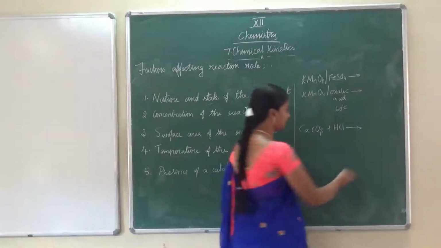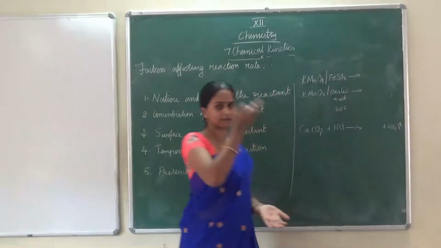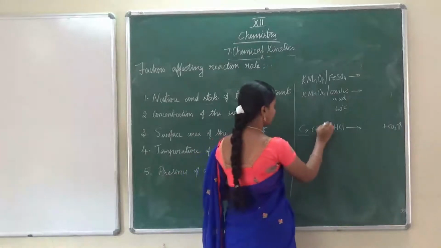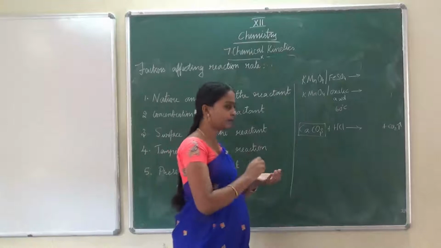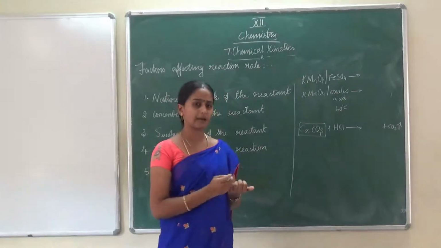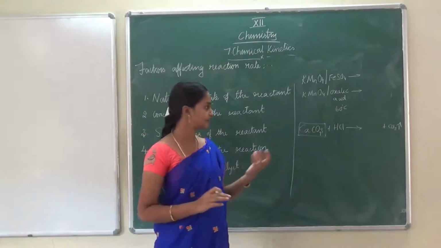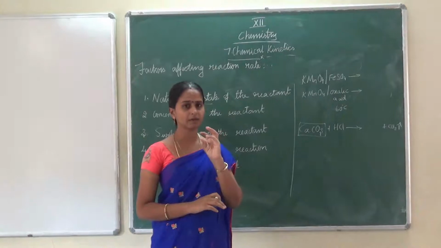Good. Carbon dioxide. Carbon dioxide gas will come out. The brisk effervescence we will get. Suppose I am taking this calcium carbonate in marble form, in stone form, and then I am adding hydrochloric acid. I will get carbon dioxide, but I will get it slowly, because it is a marble. It is in stone. It is in the form of solid.